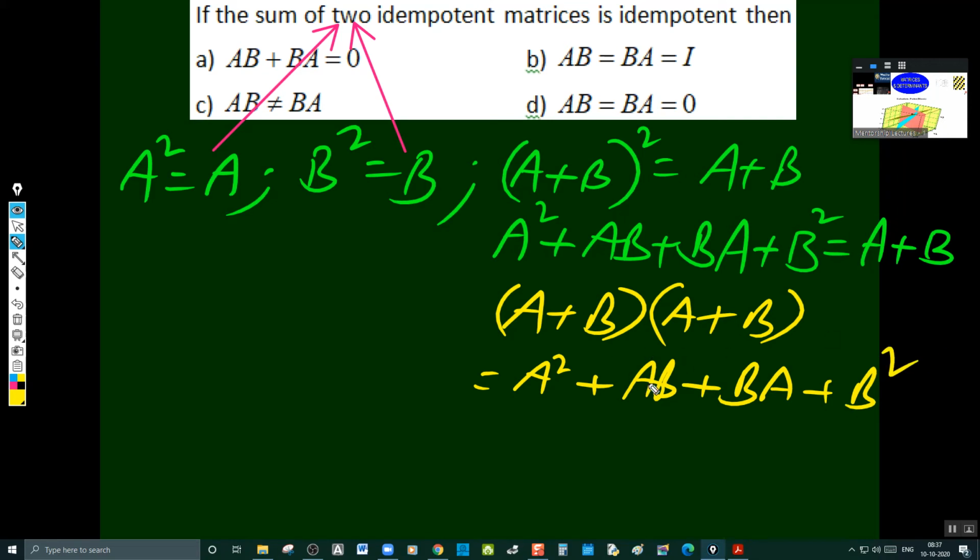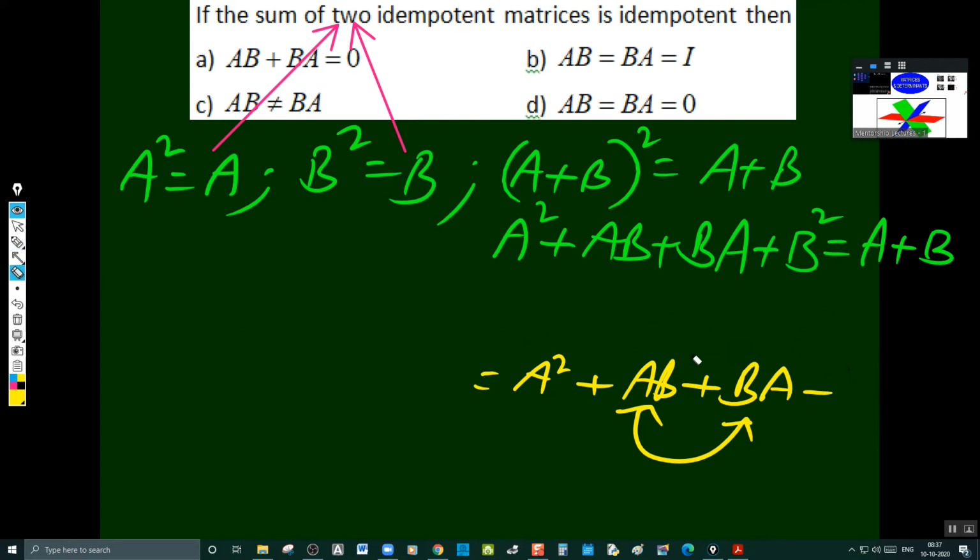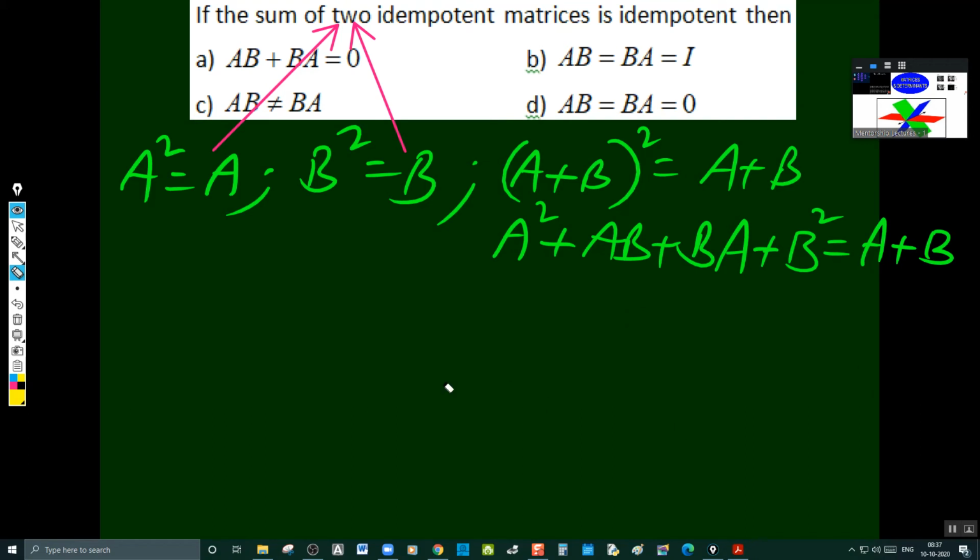This is the correct one. This is left-hand distribution. Left-handed distributive law we apply, and you should not change the order as you like. So this is a very important point to be noted. Now what is happening? It is A square, it is A only because it is declared that it is an idempotent matrix.